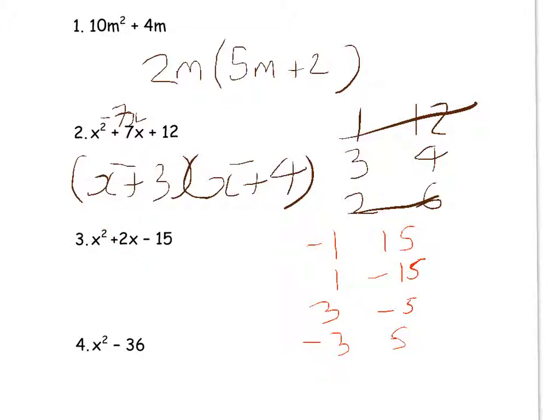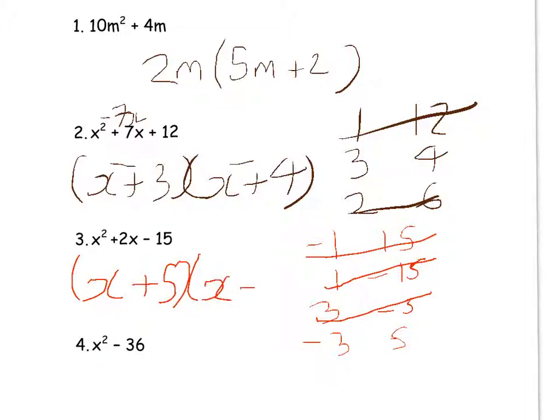So 15 add minus 1 is 14, so that doesn't work. 1 minus 15 is minus 14, so that doesn't work. 3 minus 5 is minus 2, so that doesn't work. But minus 3 add 5 is 2, so that works. So our brackets are going to be x plus 5 and x minus 3. And remember, you can check by expanding this, and we should get back to that if we've done it correctly.